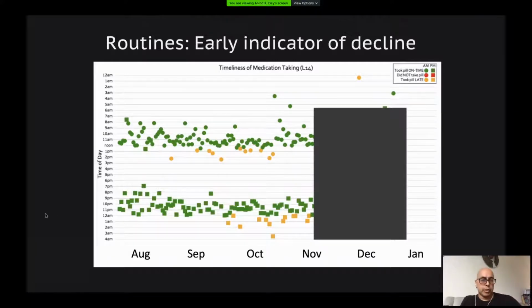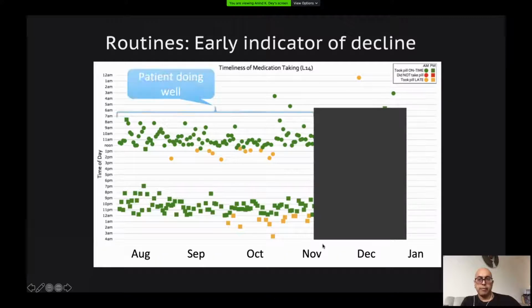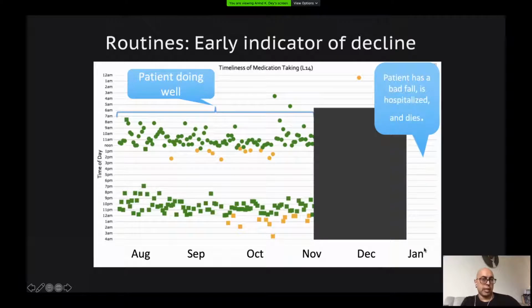one individual that participated in our study who you can see did pretty well, wasn't really making any mistakes, and was fairly healthy up through November. So he was doing well. In January, he had a bad fall. He was hospitalized and he passed away.